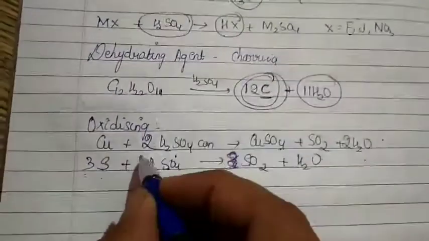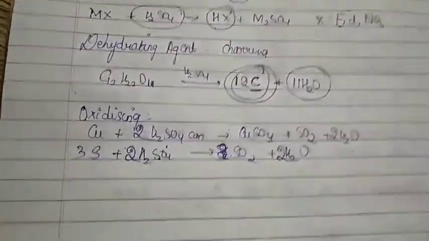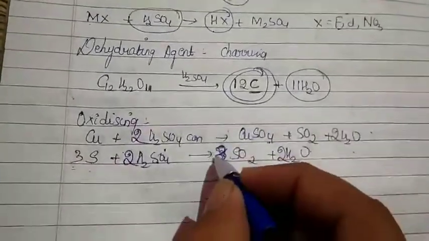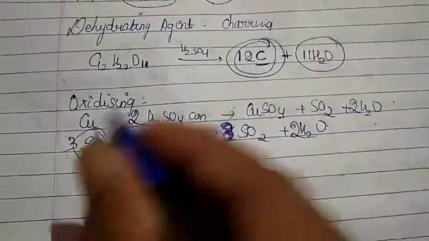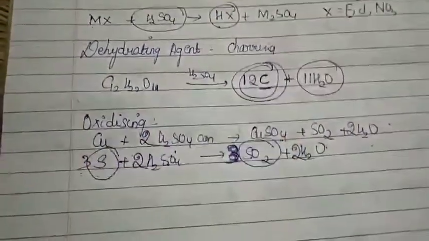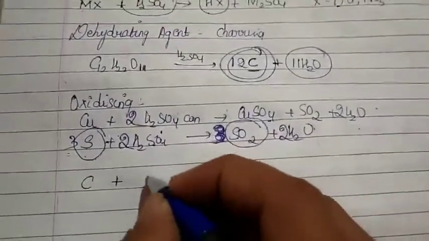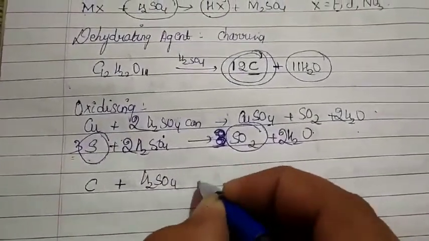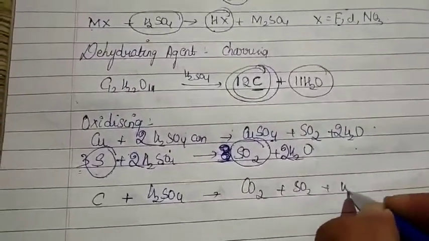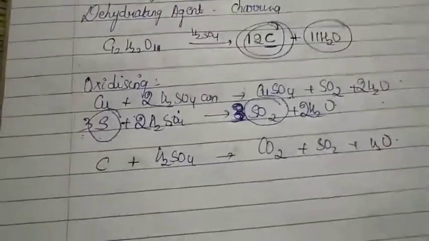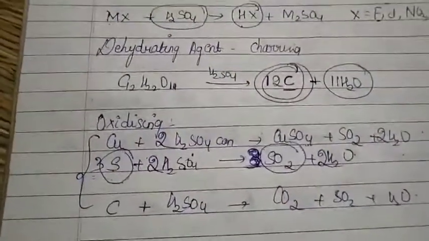Is it balanced? No. Here comes 2H2SO4, so here 2 water. So 3S plus 2H2SO4 gives you 3SO2 plus 2H2O. Look, sulfur has been oxidized to your sulfur dioxide. Similar is the case when you treat your coke or carbon with your H2SO4, it will get oxidized to your carbon dioxide plus SO2 plus water. So these are the important reactions indicating the oxidizing property of your sulfuric acid.